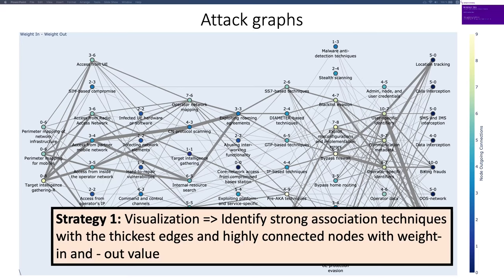So as a primary result, security analysis can identify the strong association of techniques and the highly connected nodes as an information source to prioritize their defense. And in a real life scenario, for example, the operator's goal would be to build a defense strategy to reduce the thickest edges or look into the highest sum of the weight in and out, and to reduce the number of the highly connected nodes.